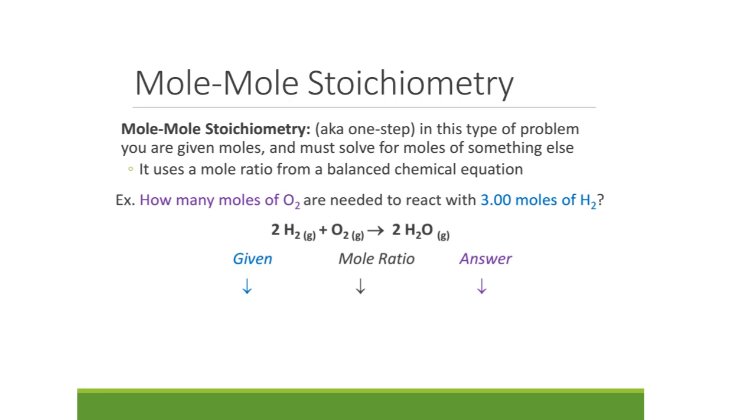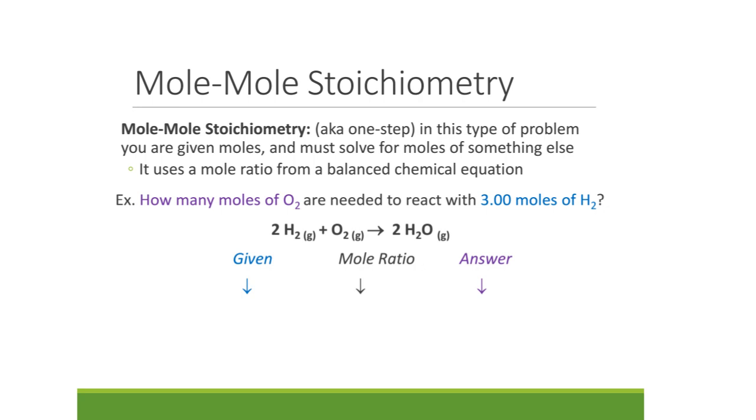So for stoichiometry, we're going to start off, as I mentioned, with mole-to-mole stoichiometry. Mole-to-mole stoichiometry is anywhere that you are given moles and you're solving for moles, and we're converting between 2 different substances. So that's what makes it stoichiometry. You'll also hear me refer to mole-to-mole stoichiometry as a one-step stoichiometry problem.